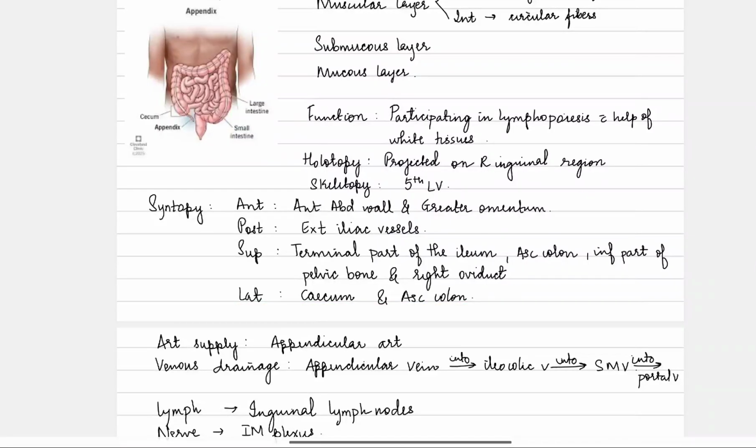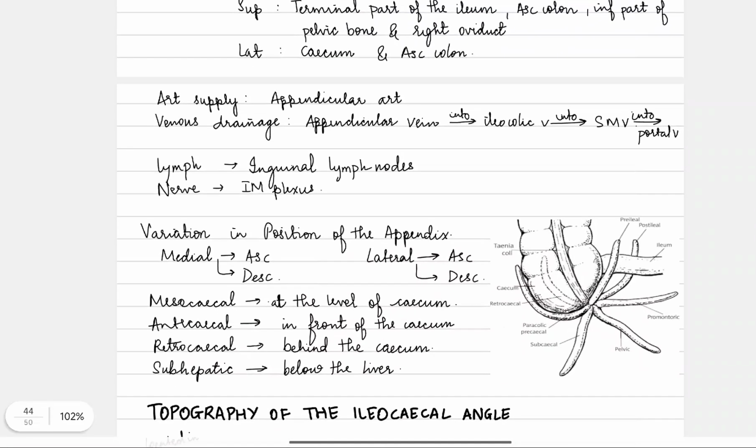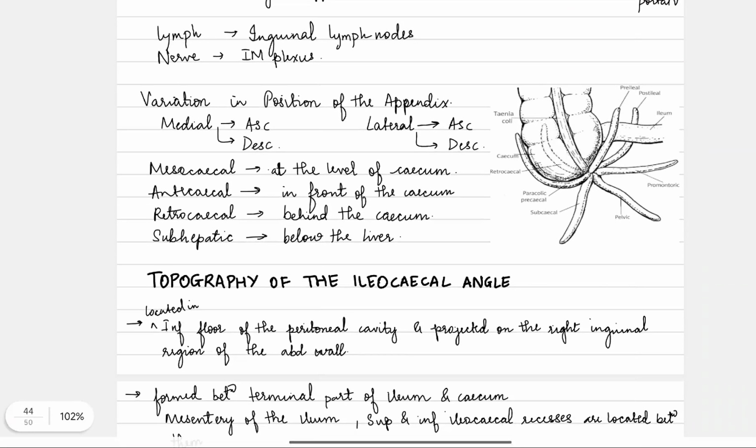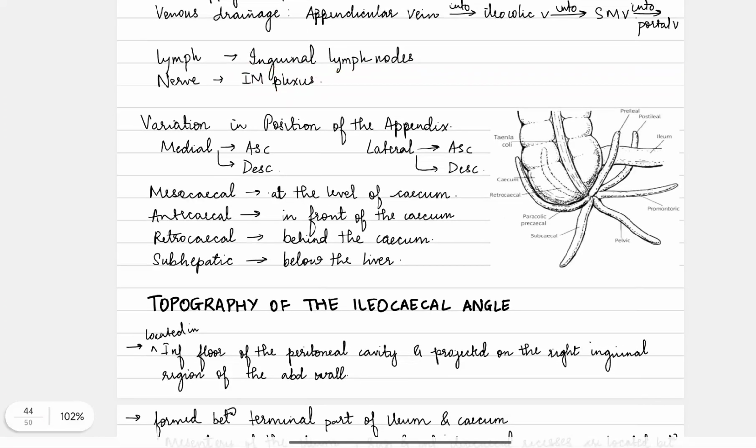Laterally, there are the cecum and ascending colon. Arterial supply is the appendicular artery. Venous drainage is the appendicular vein into the ileocolic vein into the superior mesenteric vein, then into the portal vein. Lymph drains to the inguinal lymph nodes. Nerve supply is the inferior mesenteric plexus. Now there are various positions of the appendix: medially ascending and descending, laterally ascending and descending.